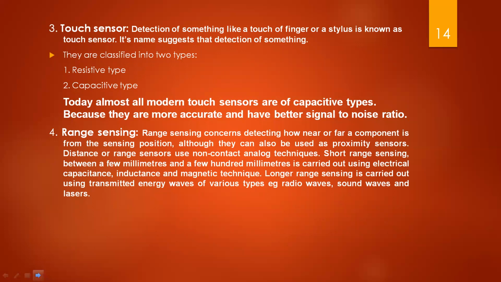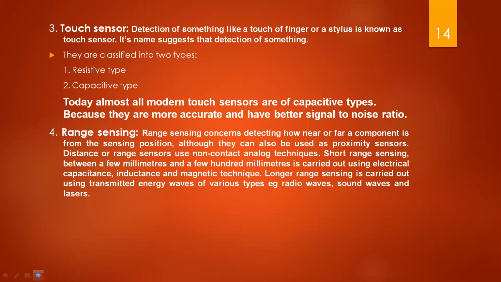The next one is range sensing. Range sensing concerns detecting how near or far a component is from the sensing position, although they can also be used as proximity sensors. Distance or range sensors use non-contact analog techniques.